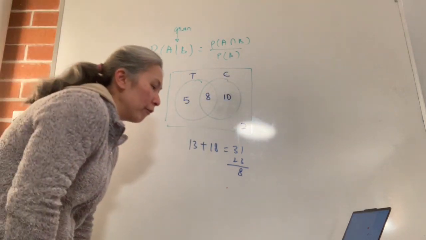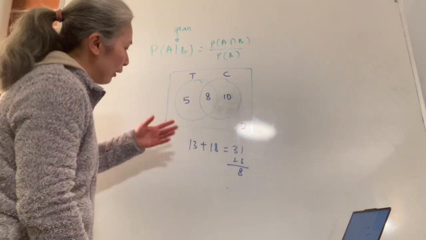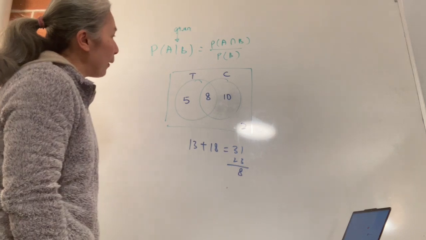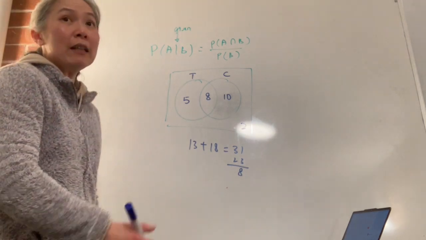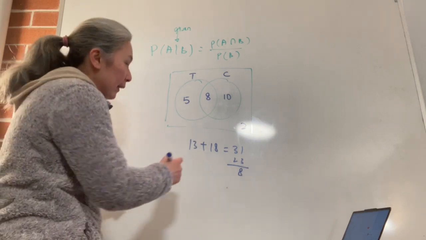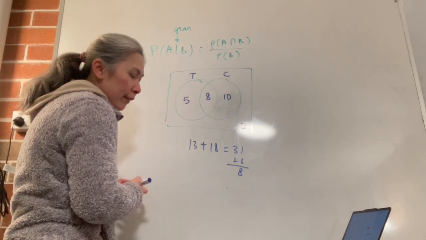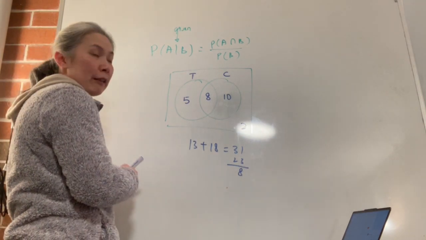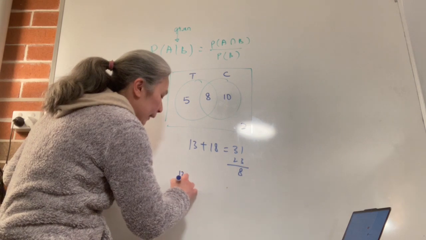Now the first question, you don't even have to look at this. Like tea, what is the probability of liking tea? That means 13, this whole thing, tea. 13 out of 25. Yes, 13 out of 25. Make sure you write it as a probability.